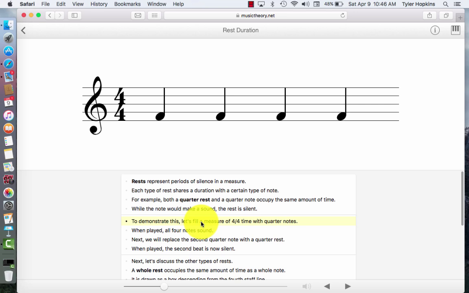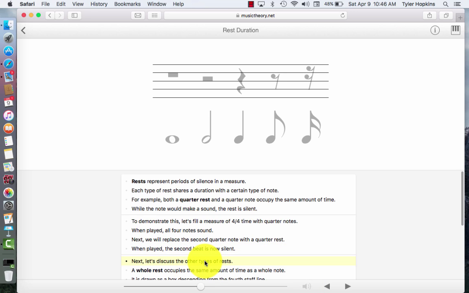To demonstrate this, let's fill a measure of 4/4 time with quarter notes. When played, all 4 notes will sound. Next, we will replace the second quarter note with a quarter rest. When played, the beat is silent. Next, let's discuss the other types of rests.